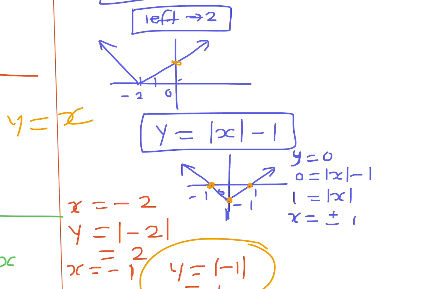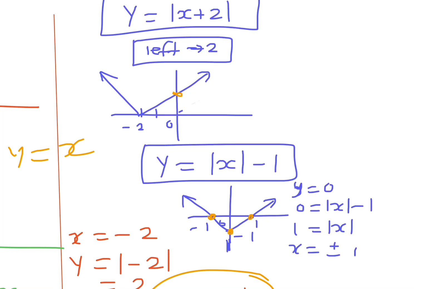This one here too, we probably should have, when we were looking at this, just put in when x equals 0, you would have got y equals the absolute value of 0 plus 2. So y would equal 2.